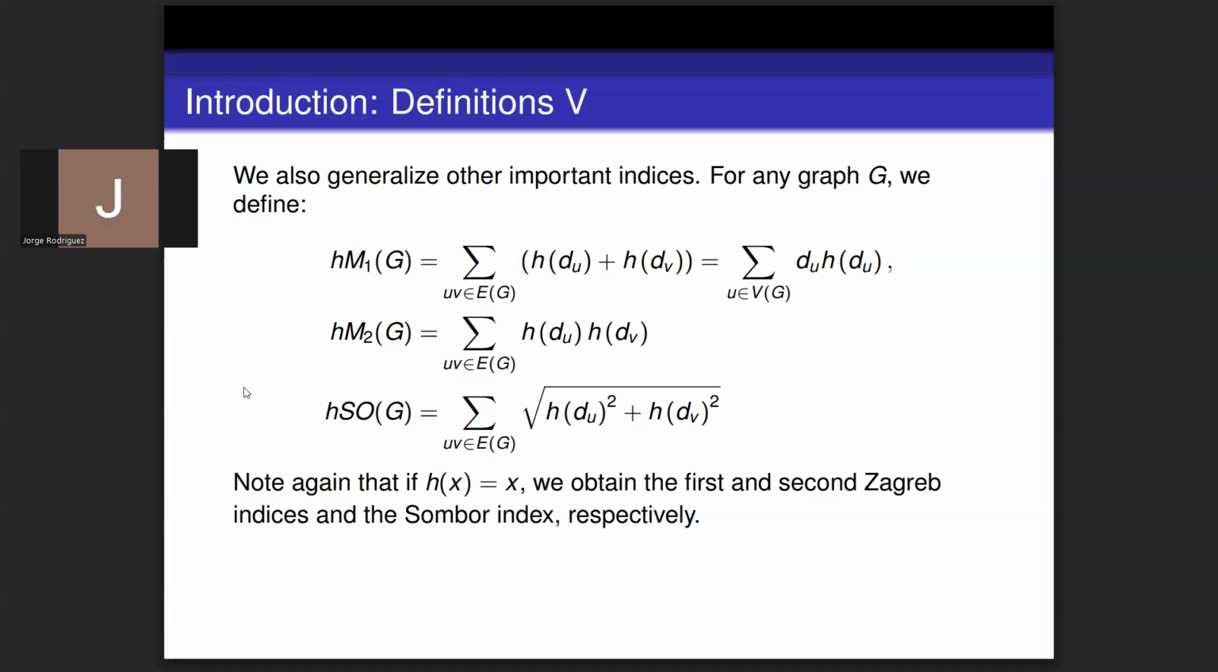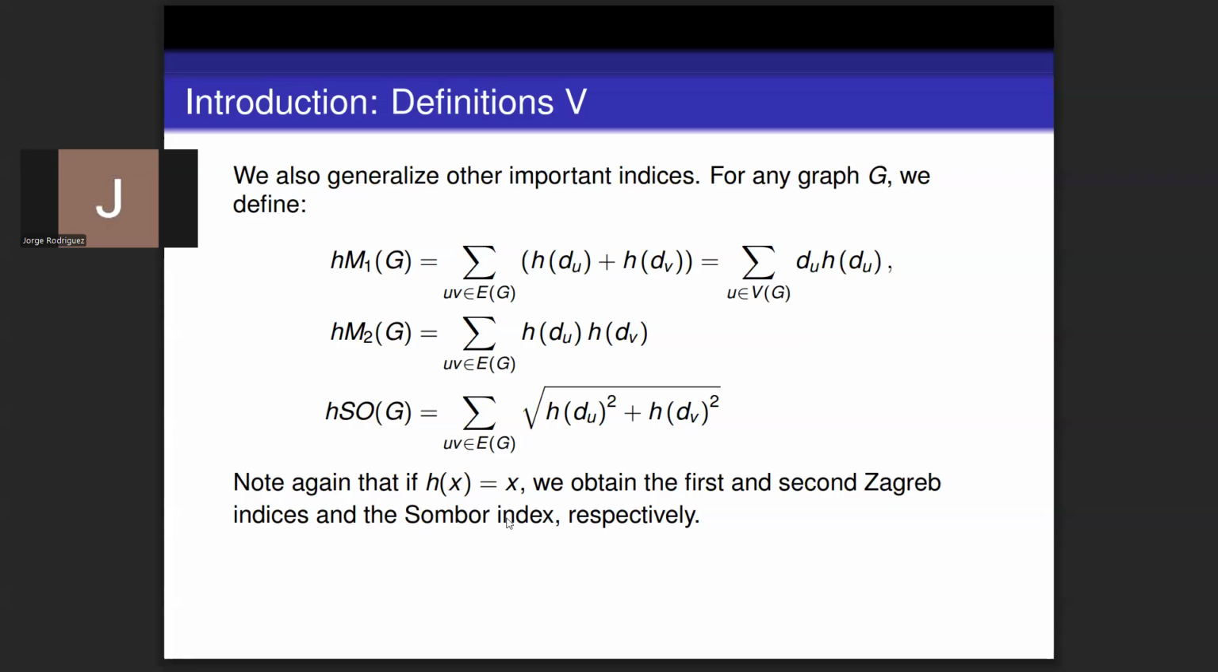And also we can generalize the Sombor index, this H Sombor index, which is the same as the Sombor index that we have defined before, but instead of having the degree of u to the power of 2, we have h evaluated at the degree of u to the power of 2, and h of the degree of b to the power of 2.